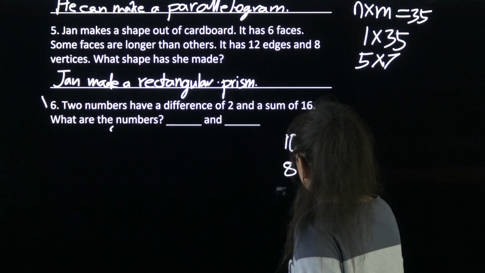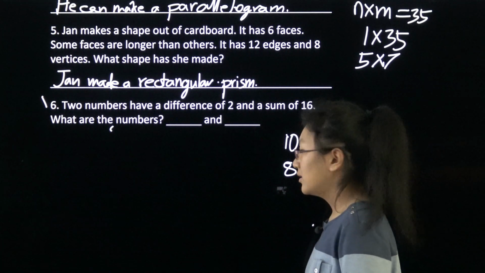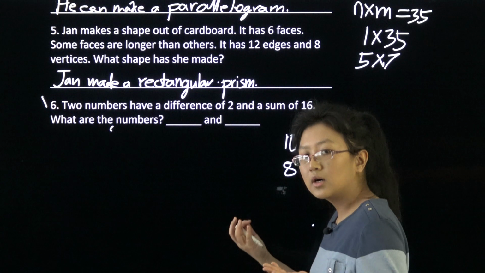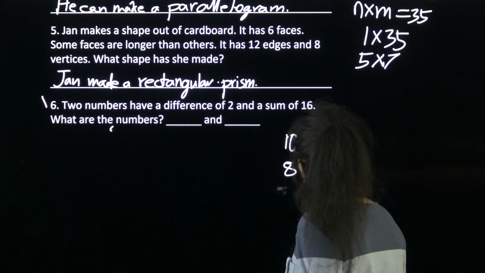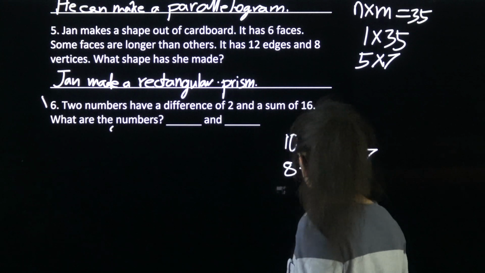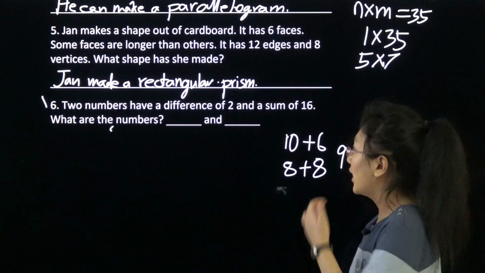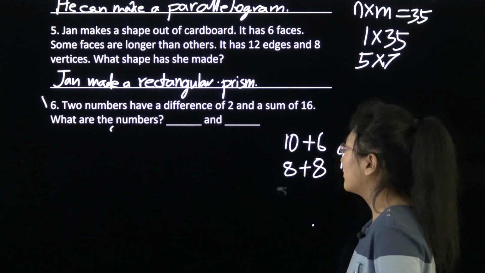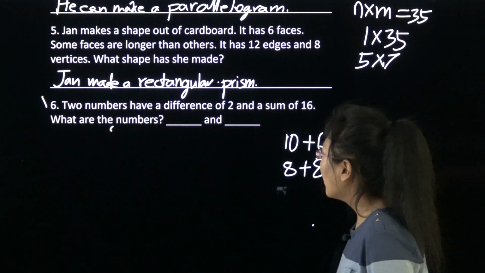And we also know that 8 plus 8 equals 16, but the difference between 8 and 8 is, well, 0. So then we think, what? 9 plus 7 also equals 16. And 9 minus 7 equals 2. So 9 and 7 have a difference of 2 and a sum of 16. That fulfills the requirements. The numbers are 9 and 7.